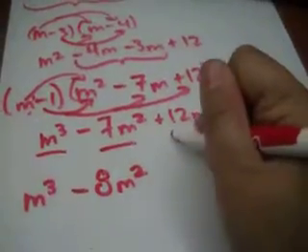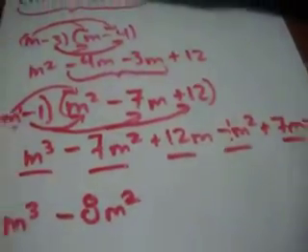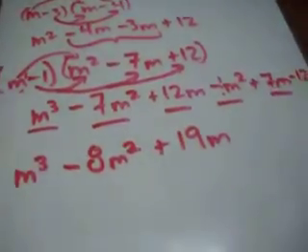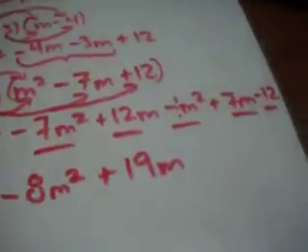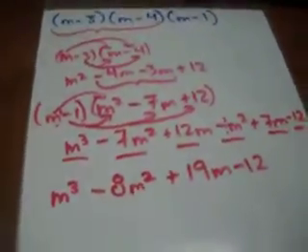Okay, and then here I could combine these two terms. 12 add 7, positive 19m. And then lastly I have a negative 12. And whoop, there's my answer.